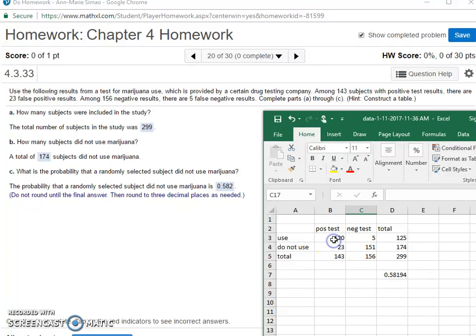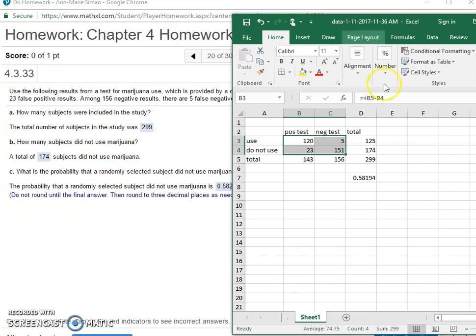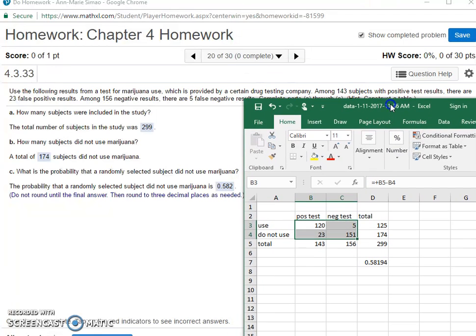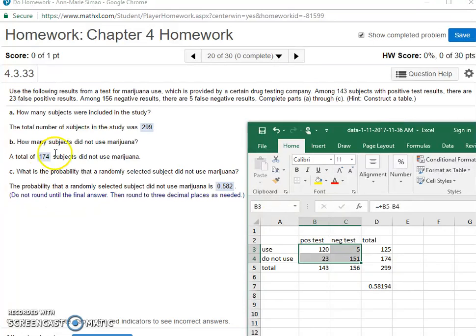We then added up all of our data to say we had a total of 299. Remember, you have the sum down here if you just select the data. And so how many did not use marijuana? Did not use is the 23 plus the 151 for a total of 174. The probability of a randomly selected subject did not use marijuana. That's going to be the 174 divided by 299, which is 0.581. 9, that one's going to become a 2 because it's a 5 or above next to it, 0.582.